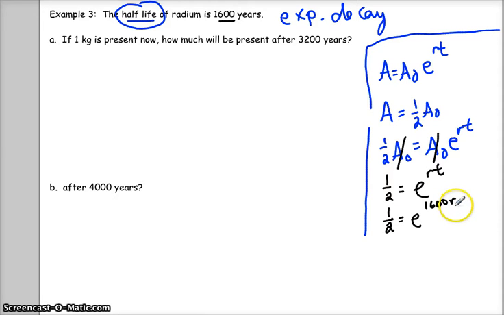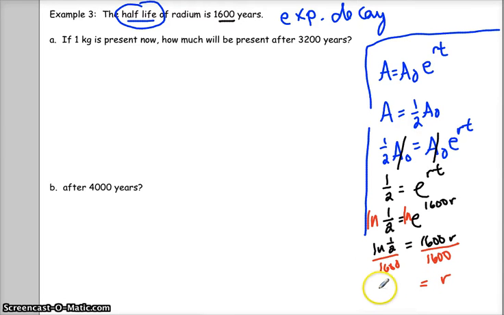Now I can solve this equation for r, and it will allow me to find the rate at which the radium is decaying. To solve for r, I have to take the natural log of both sides in order to get r out of the exponent. I know that the natural log of e to the 1,600r is 1,600r. And on the left, I have the natural log of 1/2. To continue to isolate r, I should divide both sides by 1,600. And so now I have my rate.